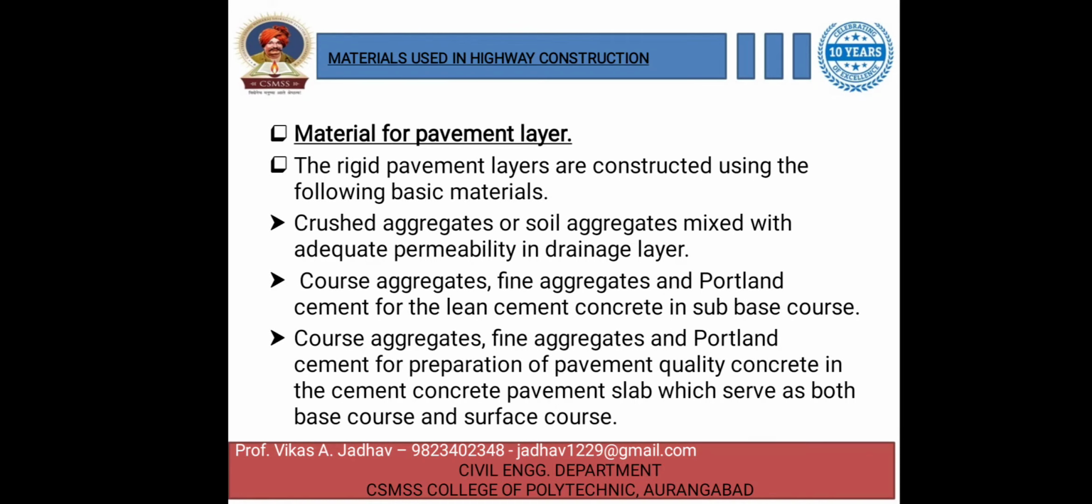Then, in rigid pavement layer, the crushed aggregate or soil aggregate mixed with adequate permeability in the drainage layer. Then coarse aggregate, fine aggregate, and Portland cement for the lean cement concrete in subbase course. Then coarse aggregate, fine aggregate, and Portland cement are used for preparation of pavement quality concrete in the cement concrete pavement slab, which serves as both base course and surface course. So the following material is used for the construction of rigid pavement.